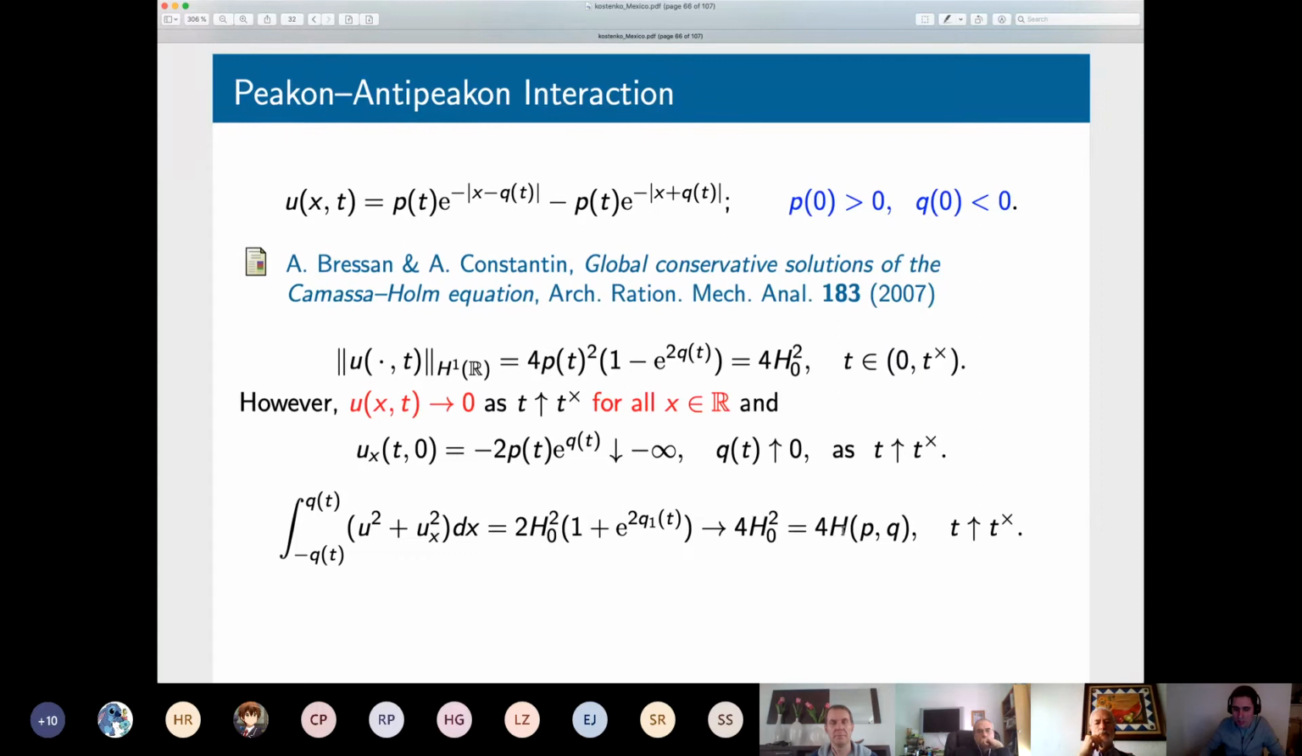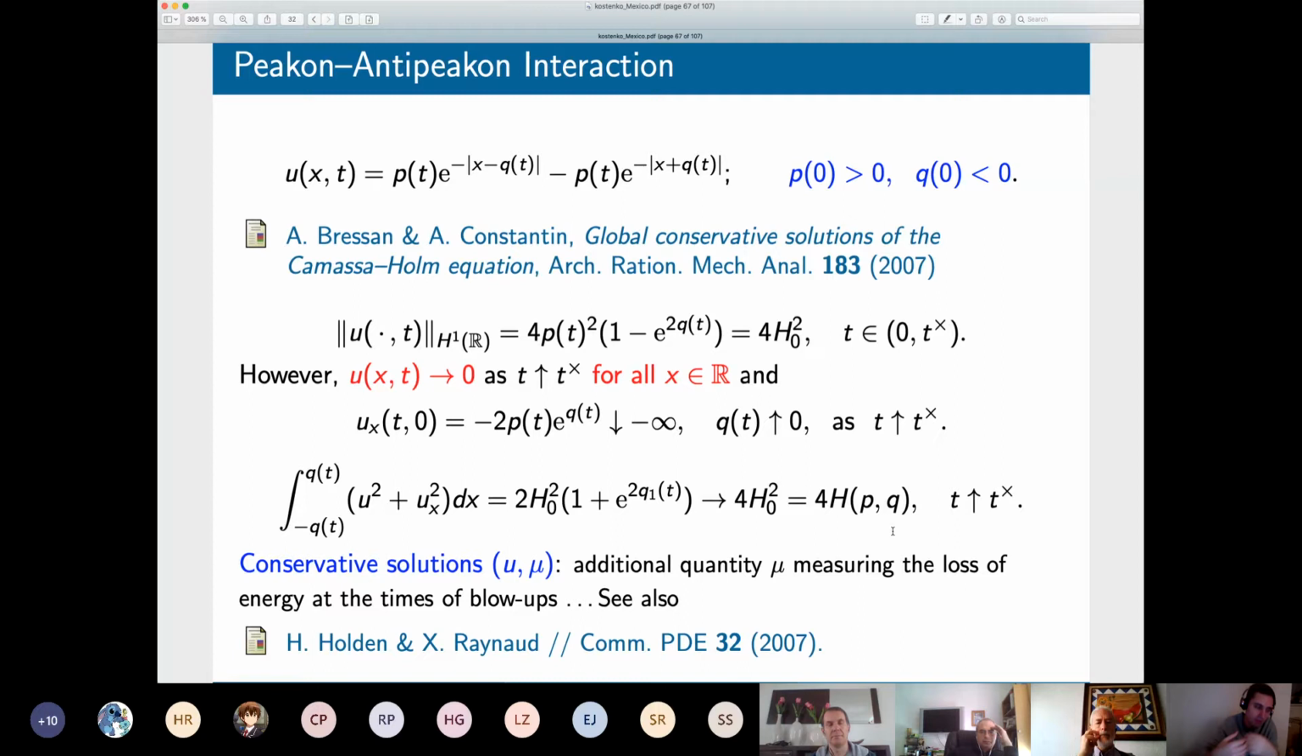And this suggests the so-called definition of conservative solutions. One is interested in a unique, natural continuation of our solutions, and of course the most interesting solutions are those which conserve the energy. But on the one hand, this looks a little bit artificial. To our U, we add some quantity mu, which also varies with time t, and at the times of blow up, this quantity mu somehow says how much energy our solution loses in order to just continue it uniquely after the blow up.